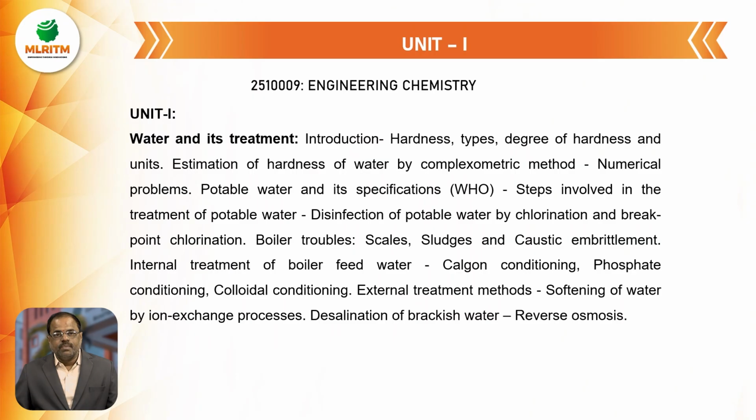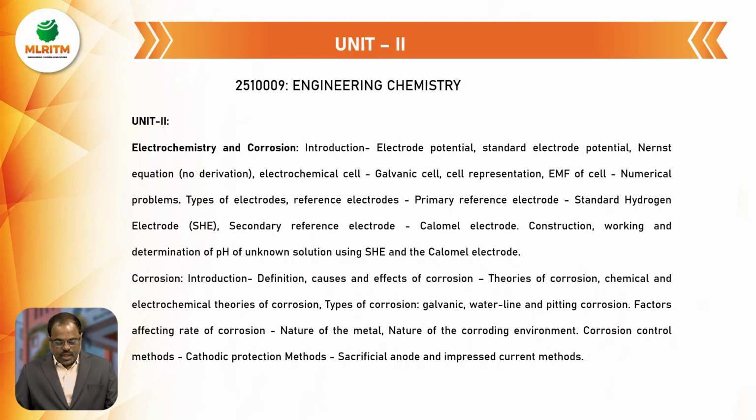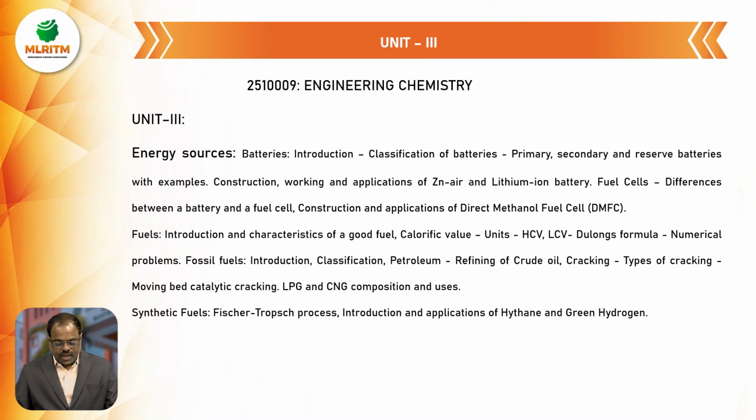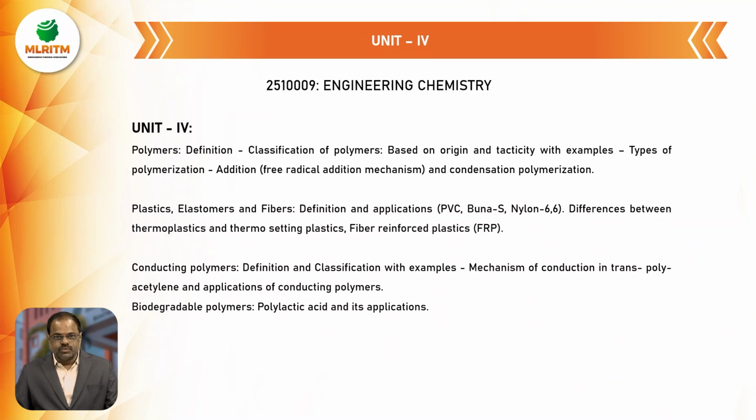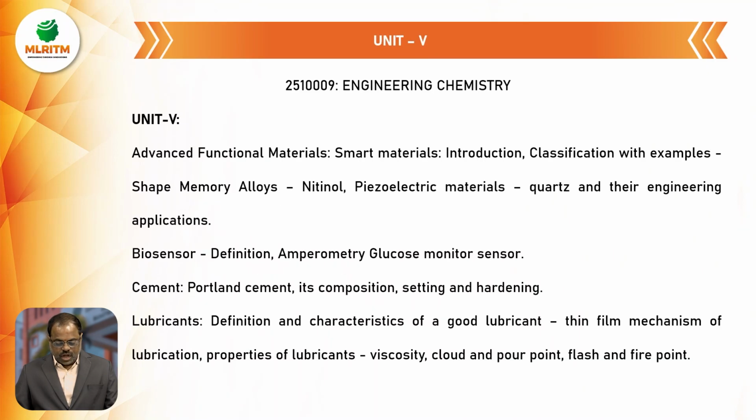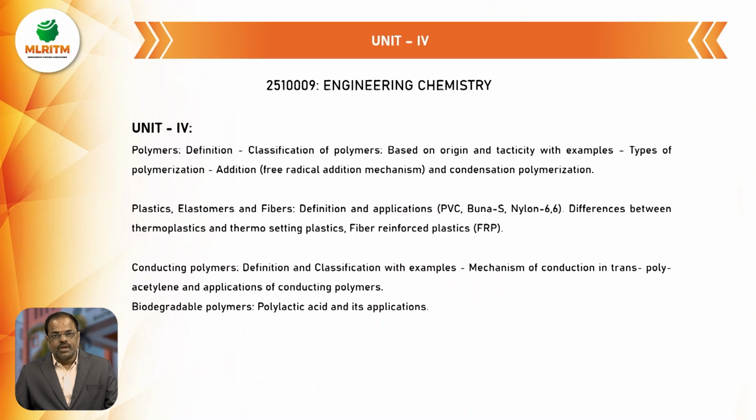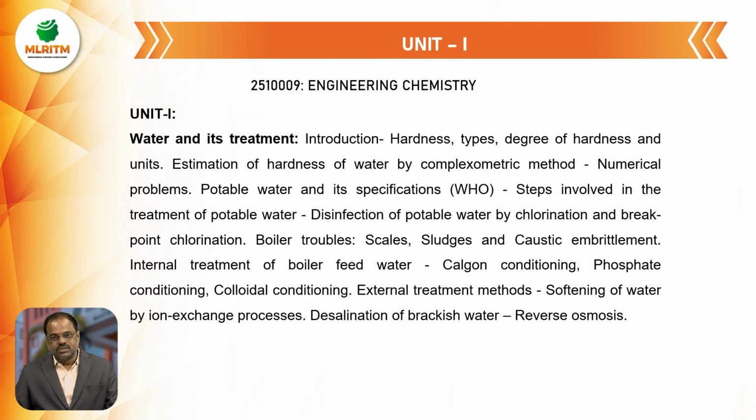Now, the chemistry has 5 modules. Unit 1 module is water and its treatment. Next module is electrochemistry and corrosion. Third module is energy sources. Fourth module is polymers. Fifth module is advanced functional materials. These 5 modules are present in engineering chemistry. What is the syllabus? We discuss it in detail in this PPT.